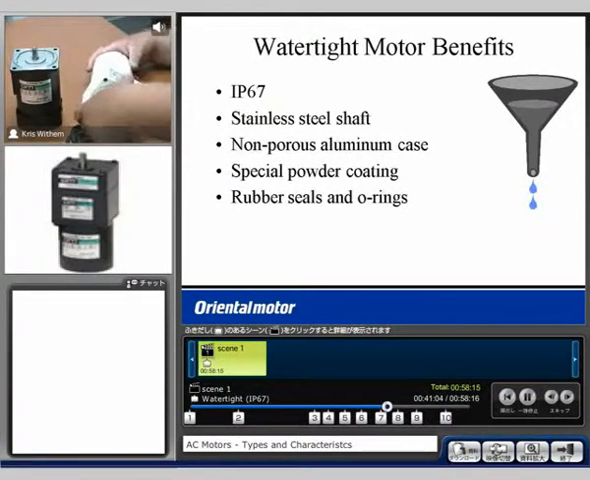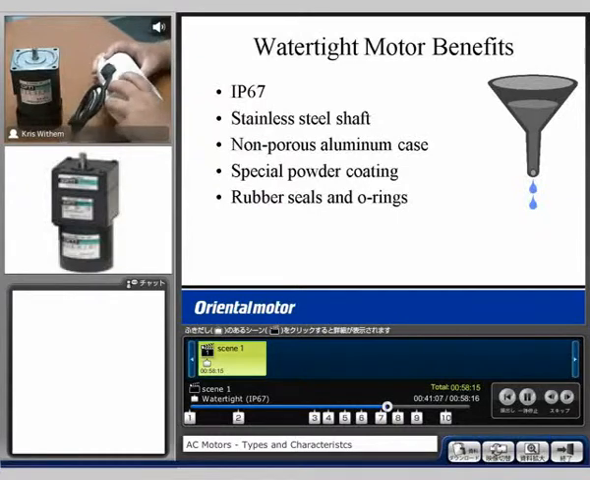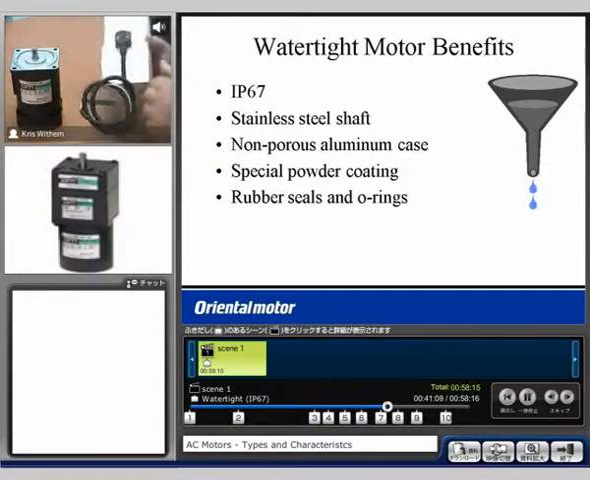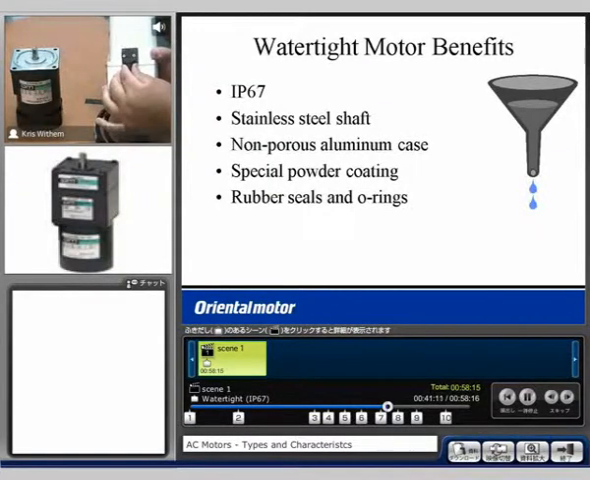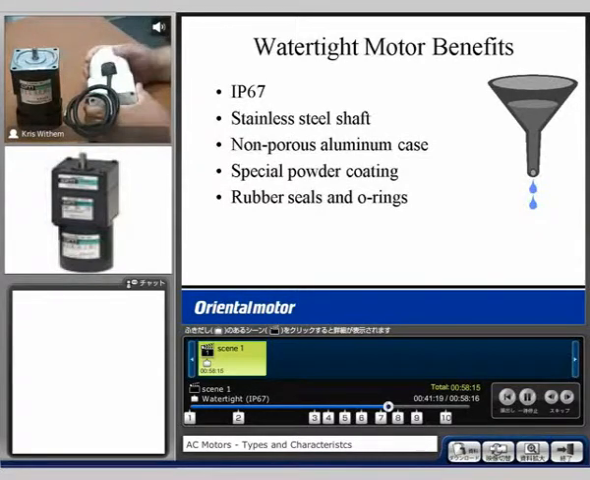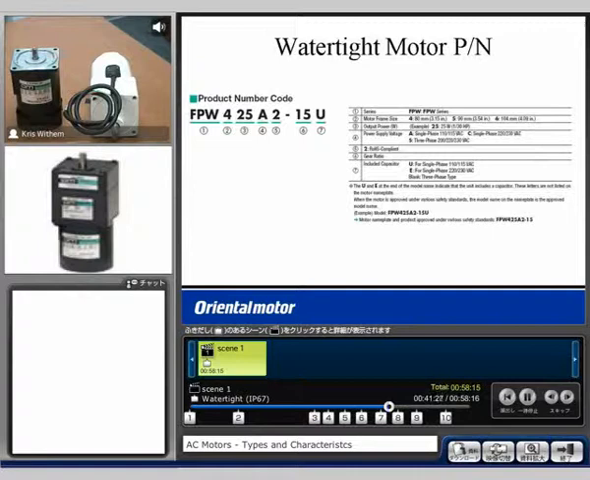The actual cable construction, instead of just a flying lead wire, we did change to have an actual sealed connector on top of it, and then the lead wires will come out about 16 inches away from the motor, and then different types of accessories can help extend that cable and protect that connection. The watertight motor part number structure is the exact same as it was before with the other types of series.